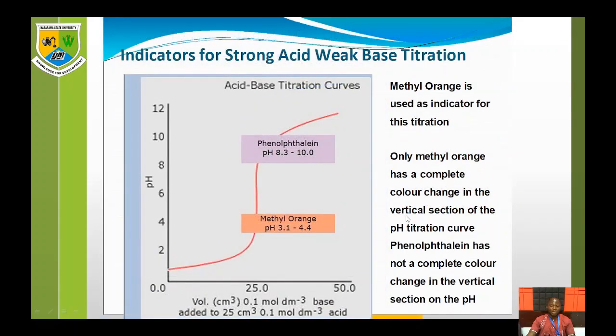Then indicators for strong acid, weak base titration. Methyl orange is used as indicator for this titration. Only methyl orange has a complete color change in the vertical section of the pH titration curve. Phenolphthalein has no complete color change in the vertical section. So here methyl orange would be a better indicator for the reasons stated above.